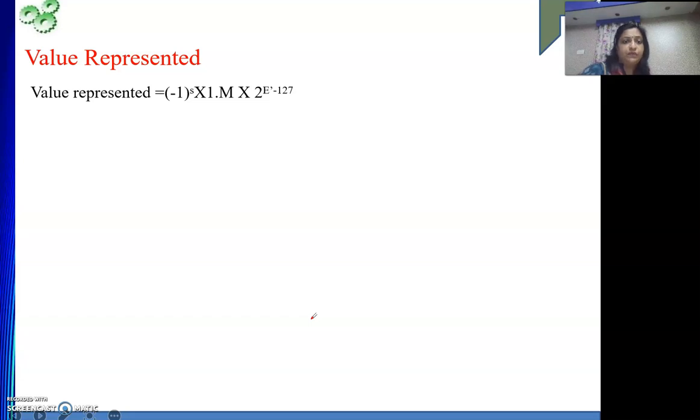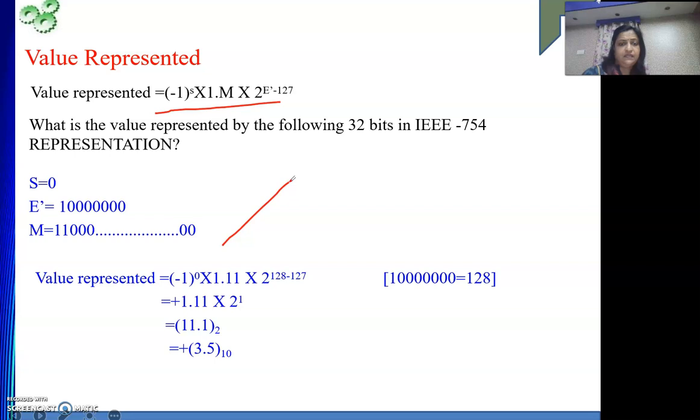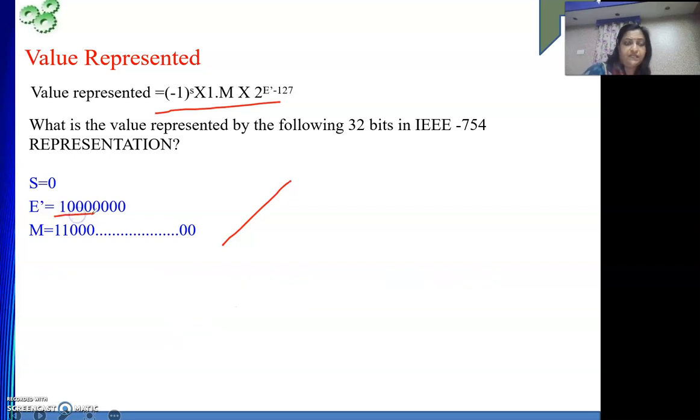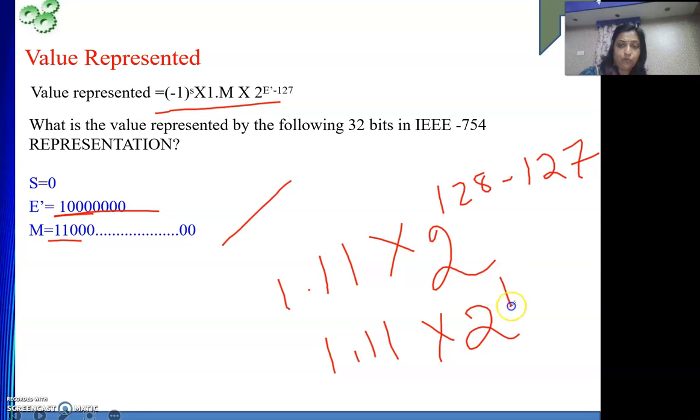Say we know the value represented is this one. So next, another example. This one is given to us, right? So see, this one is, what is that? This one is 128, right? 128. And this one is what? 1.11. 1.11 into 2 to the power what? This one is 128, right? 128 minus 127 will be what? 2 to the power 1. So 1.11 into 2 to the power 1.